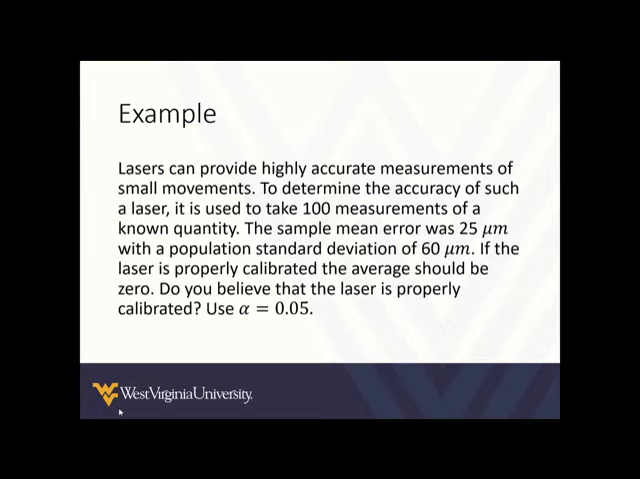Lasers can provide highly accurate measurements of small movements. To determine the accuracy of such a laser, it is used to take 100 measurements of a known quantity. The sample mean error was 25 μm with a population standard deviation of 60 μm. If the laser is properly calibrated, the average should be 0. Do you believe that the laser is properly calibrated? And we'd like to use alpha at the 0.05 level.